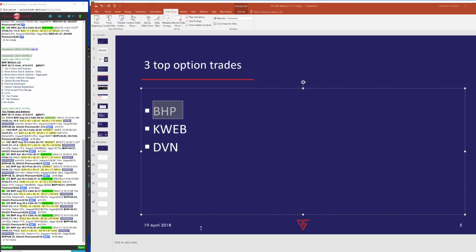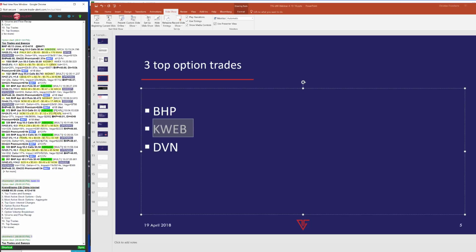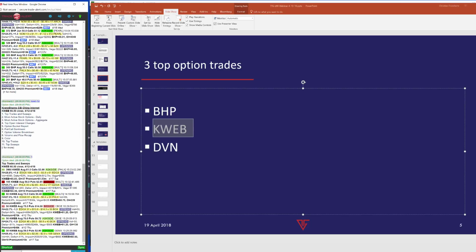Just quickly, KWEB. I thought this was really nice. We don't see much option flow in the Chinese internet ETF, but I did take a trade in this, and then I looked at the technicals. Nice size trade again, $1.5 million in option premium. So we're messing with some nice stuff.